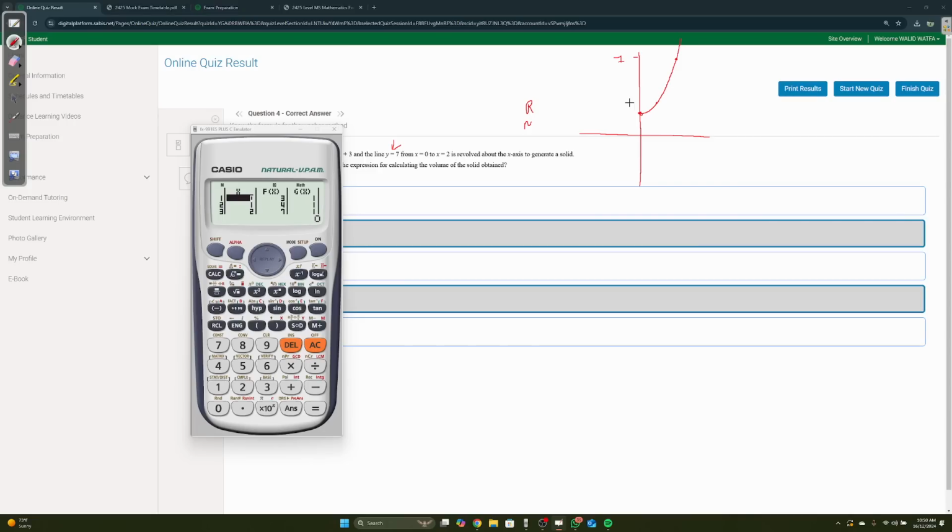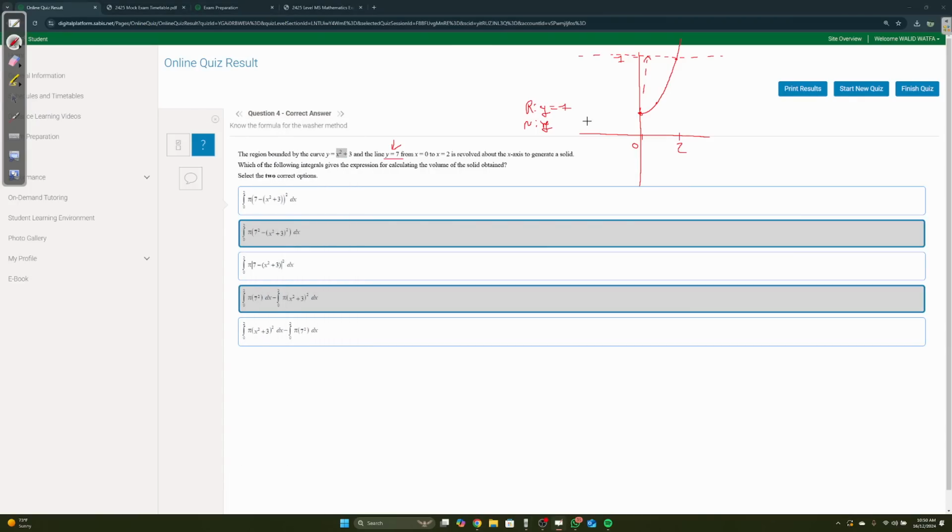And then we said the line y equals 7. I think all of you know how y equals 7 looks. It's just a horizontal line like this. So you have two curves. We're going from 0 until 2. Which one's the bigger one? Obviously, y equals 7. So big R is y equals 7. And small r is y equals, how much is our curve? x squared plus 3.